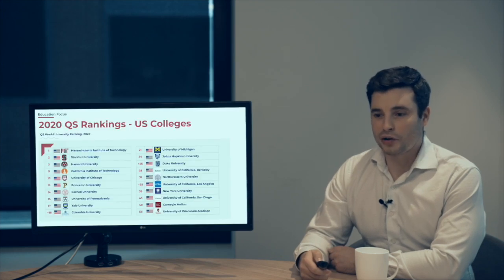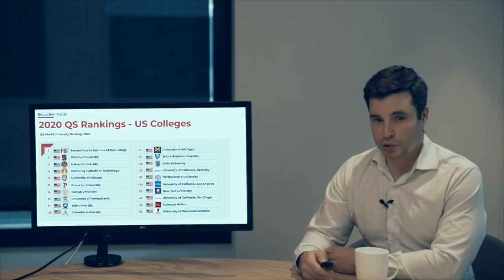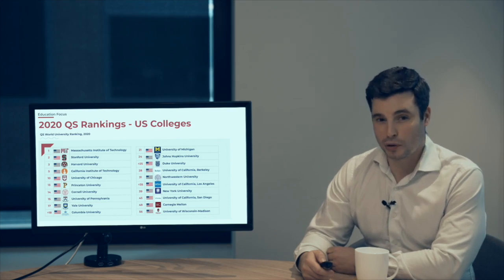So just to quickly start off with, the top colleges in the US as they currently stand. This is the QS World Rankings for 2020, showing some of the top universities that I'm sure you're all familiar with, the likes of MIT, Stanford, Harvard, a lot of the Ivy Leagues I'm sure you'd recognize there as well. And you'll see some other universities there, including University of California, Berkeley, Duke University, Northwestern, UCLA, all making that top 20 list. The US is definitely not short on talent when it comes to top universities.